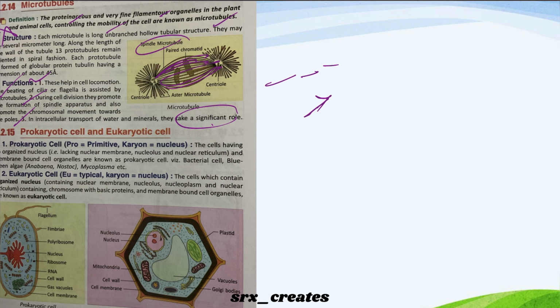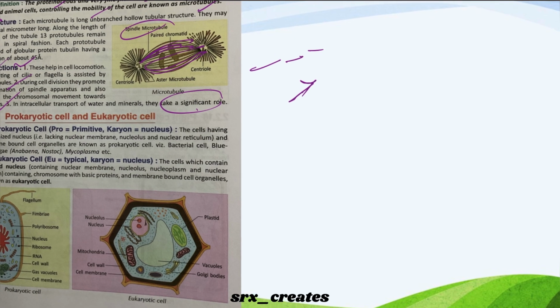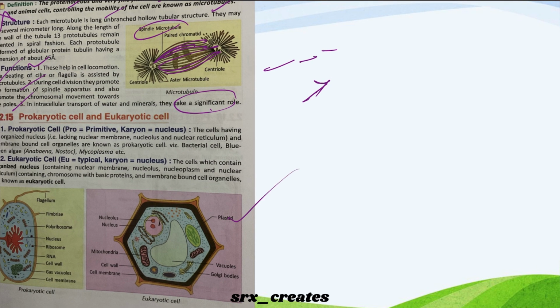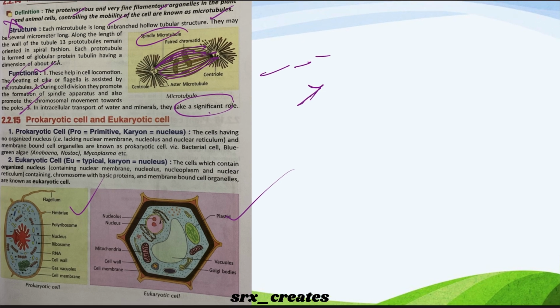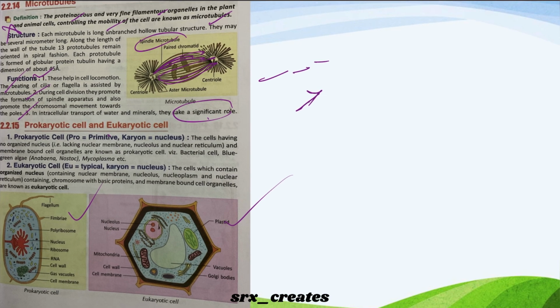Now, prokaryotic cells and eukaryotic cells, which are the types of cells. You can also draw these types of cells. These are very easy, I think. Prokaryotic cells. Pro means primitive and karyon means nucleus, meaning a false nucleus or no organized nucleus, found in bacterial cells, blue-green algae, Anabaena, Nostoc, Mycoplasma. The cells which contain an organized nucleus containing chromosomes with basic proteins and membrane-bound organelles are called eukaryotic cells.